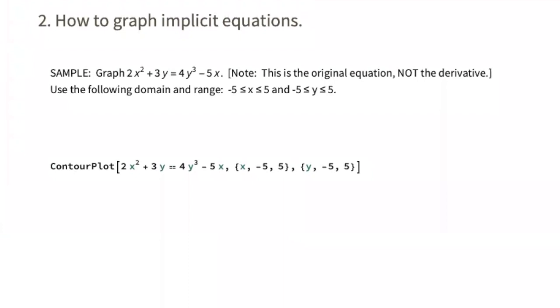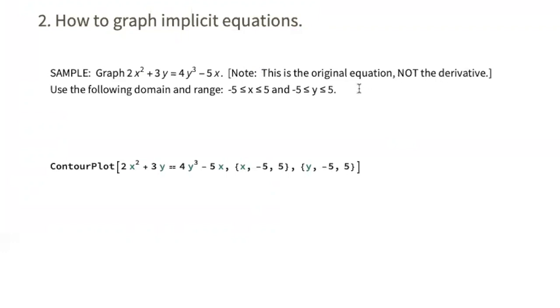Now, the second thing we're going to cover is just how to graph those implicit equations. Graphing an implicit equation by hand is a little bit of a challenge and not something you've typically done. But Mathematica can handle that no problem. So I'm taking the same implicit function I used in the first example. And notice, again, this is the original equation. I'm not graphing the derivative. I'm just trying to see what the original function looked like.